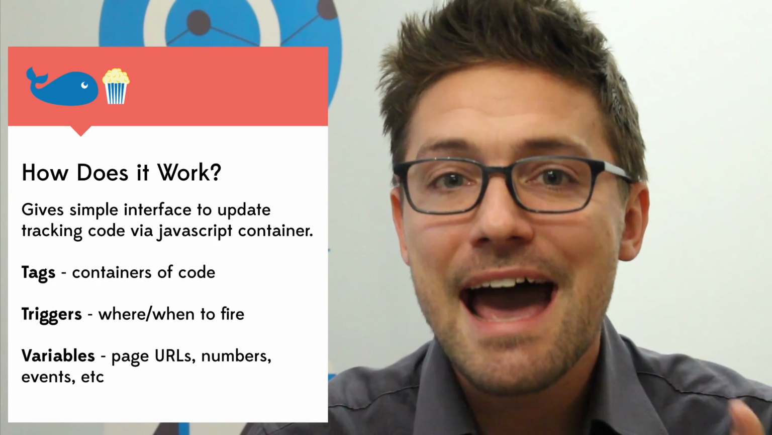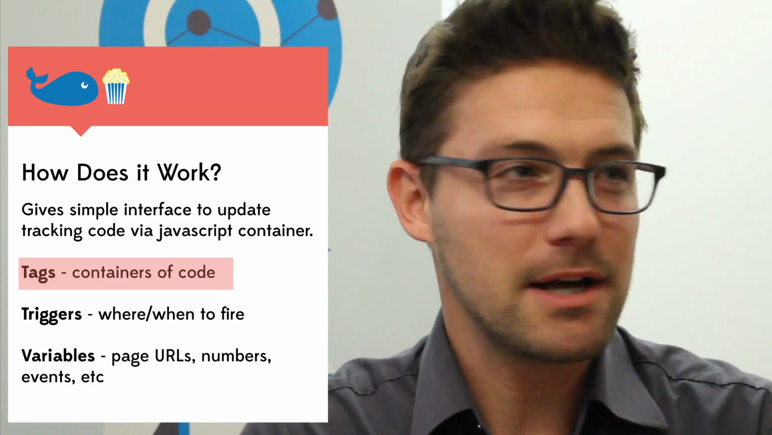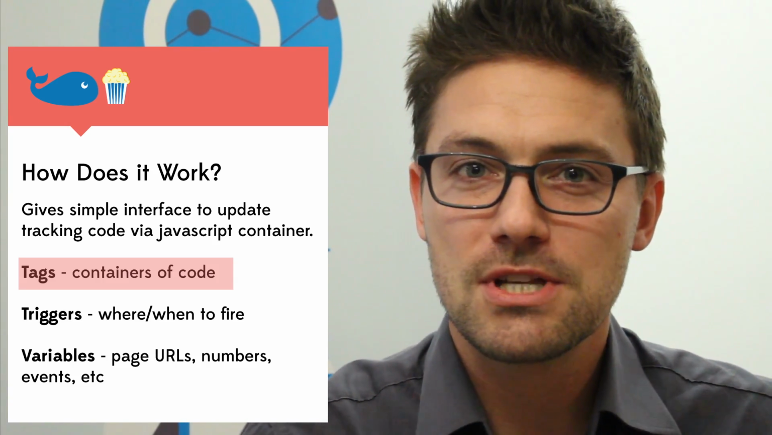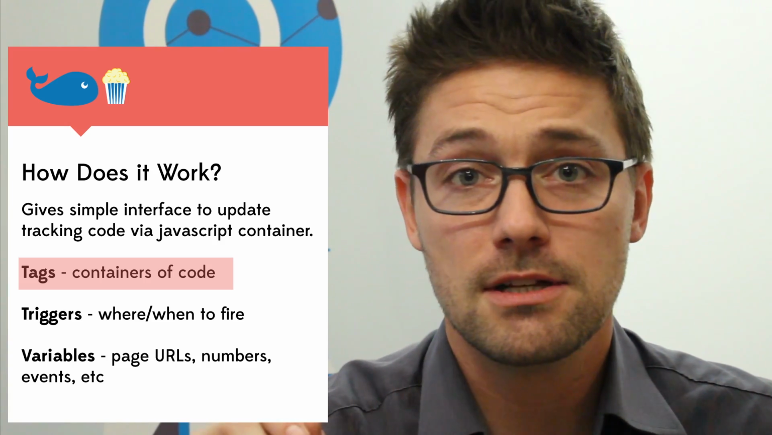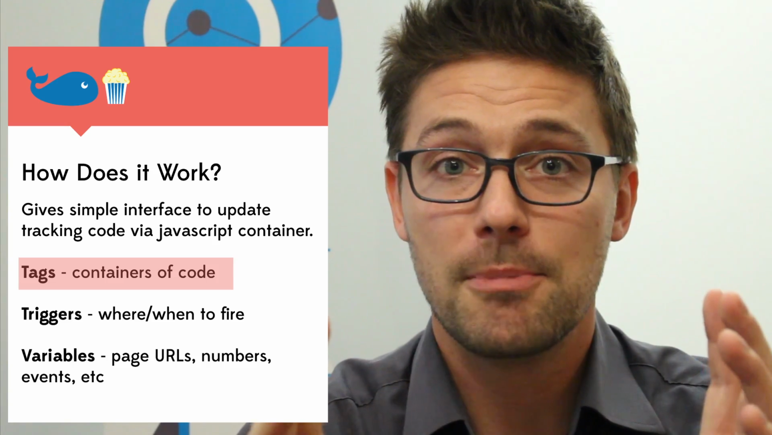There are three different types of things inside of Google Tag Manager to break down, these main terms that they use. A tag. A tag is kind of like a bucket. It's a container that allows you to say, all right, I want to do something like track an event. So when somebody clicks on a different type of button, I want this to happen in this container.